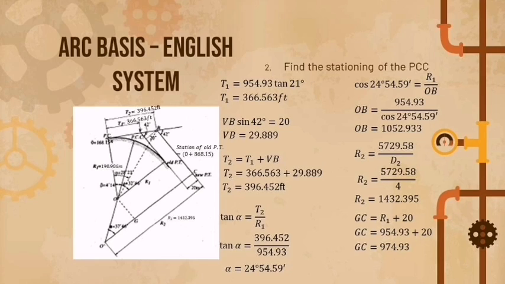So for the tangent distance is T1 equals 954.93 tan 21 degrees. So if we compute that, we will get the answer of 366.563 feet. So for the VB, sin 42 degrees over 20, we will get the same answer, which is 29.889. So for the tangent distance 2, the formula is T1 plus the VB. So our T1 is 366.563 plus the 29.889.